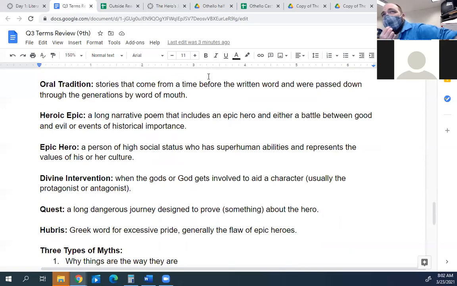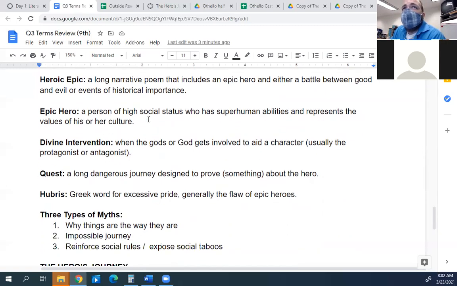Heroic epic is a long narrative poem. It's in three parts, this definition. It's got a narrator, and it's a long poem. It includes an epic hero and either a battle between good and evil or events of historical importance. The building of a nation, the destruction of a nation, those sorts of things.